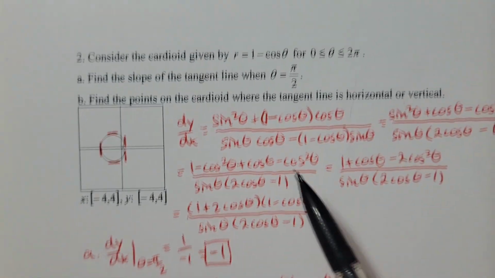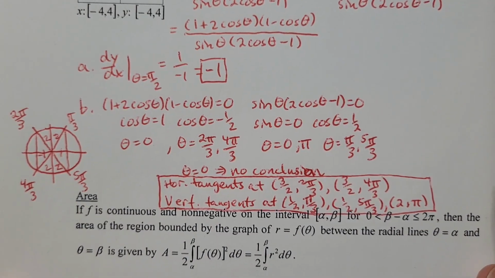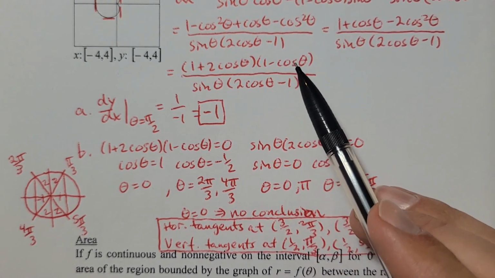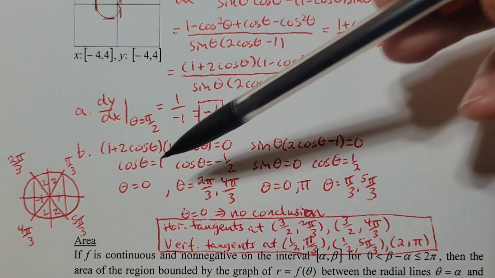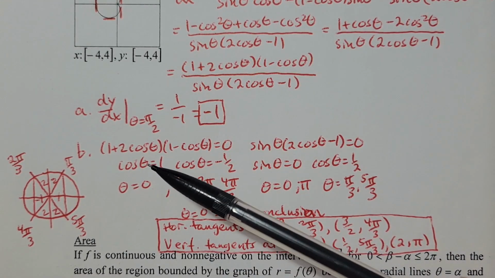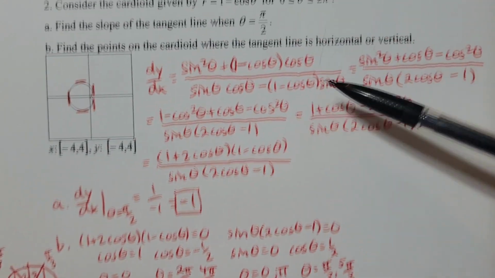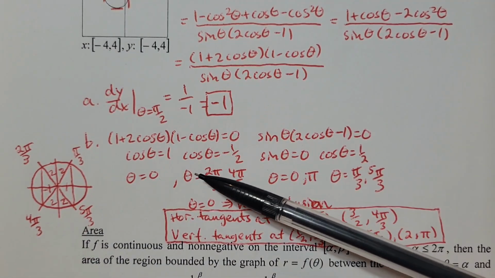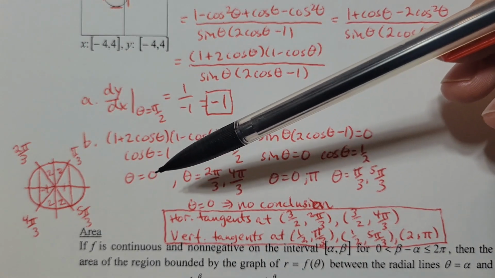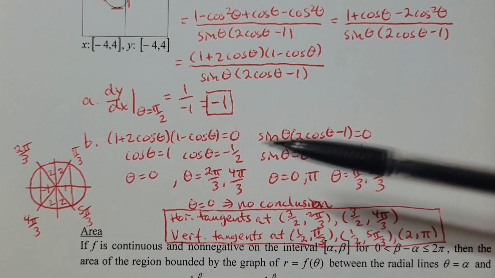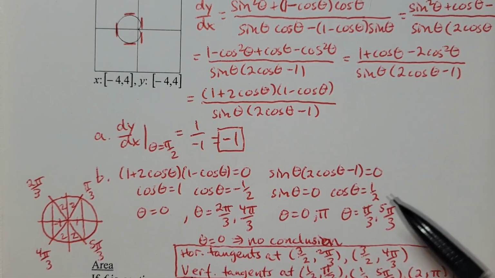Now, in part B of this, we want to find the points on the cardioid where the tangent line is horizontal or vertical. Okay, so I need to set the top equal to 0 and then the bottom equal to 0. When I set the top equal to 0 and solve this equation here, cosine theta equals 1, and I'm on the interval of 0 to 2 pi, right? That's what they said. So theta would be 0, and theta is also 2 pi, but I would have completely drawn this out one time on that interval, so I'm not including that same start point there.